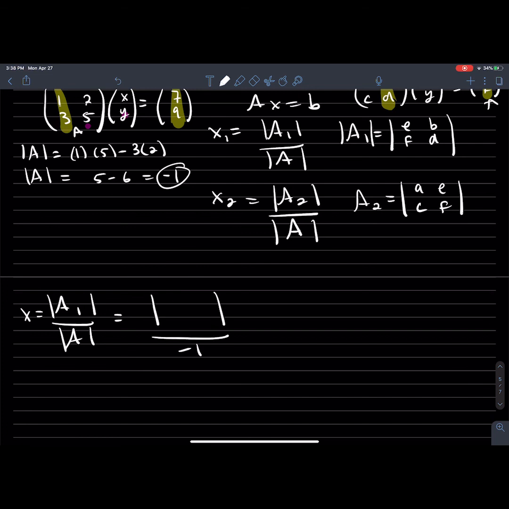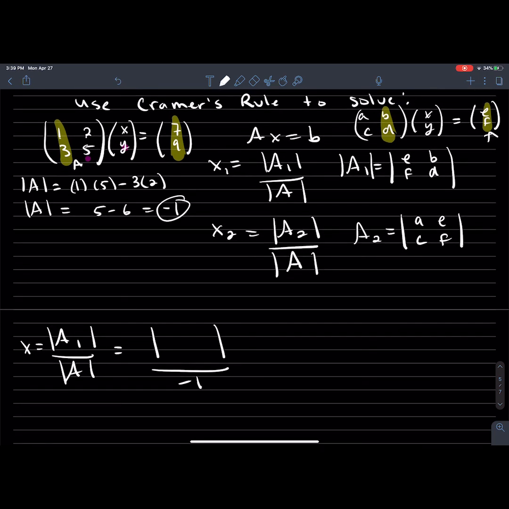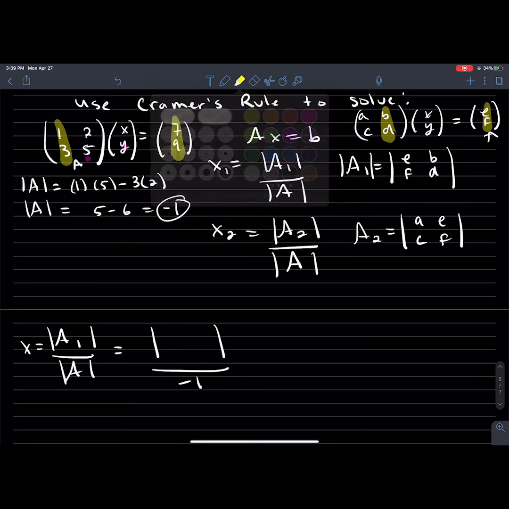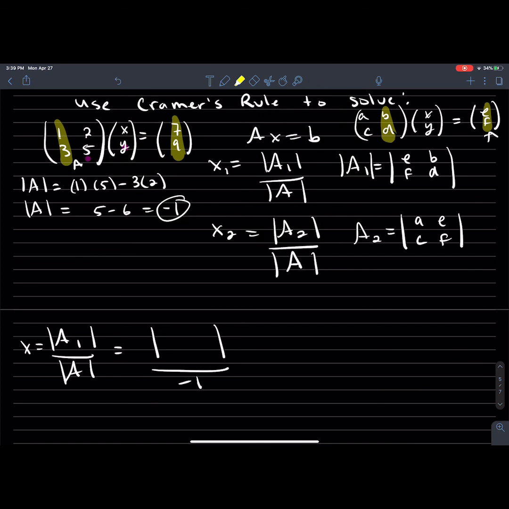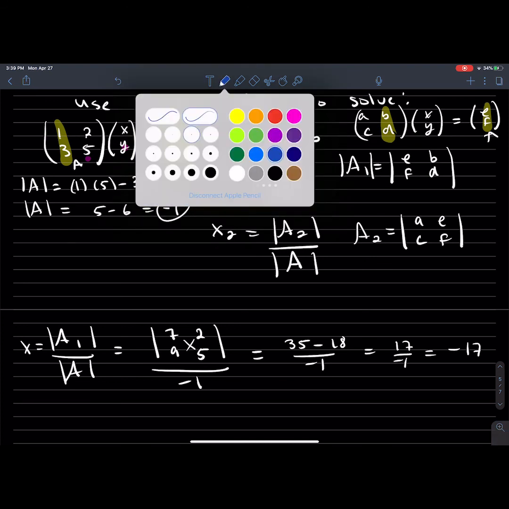So A1 is divided by -1. We already found that to be -1. So for A1, I have it highlighted up here. Replace the first column with B, 7, 9. So it goes 7, 9, 3, 5. And the determinant of that is 7 times 5, which is 35, minus 27, right? Which is still divided by -1. So it looks like it's 8 divided by -1, which is -8. Is that what we got last time? Yeah, it was. So that works.